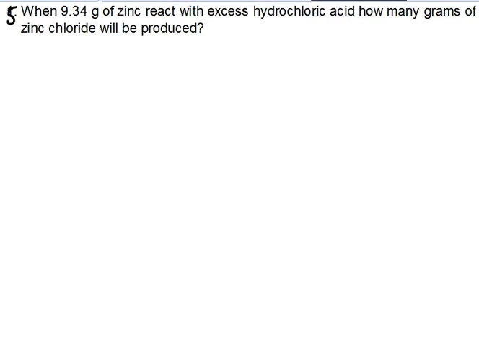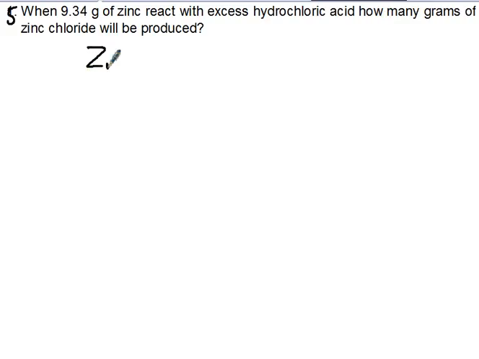This is Stoichiometry Test Review 5 and 6. In number 5, they're asking 9.34 grams of zinc reacting with hydrochloric acid, and how many grams of zinc chloride will be produced. So we need to write our chemical equation.